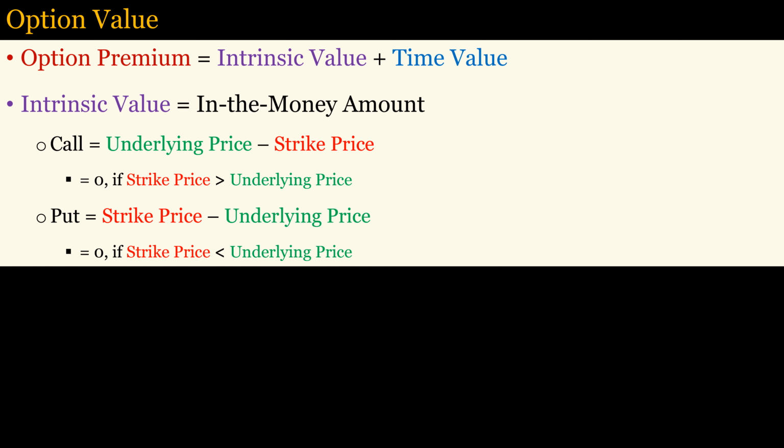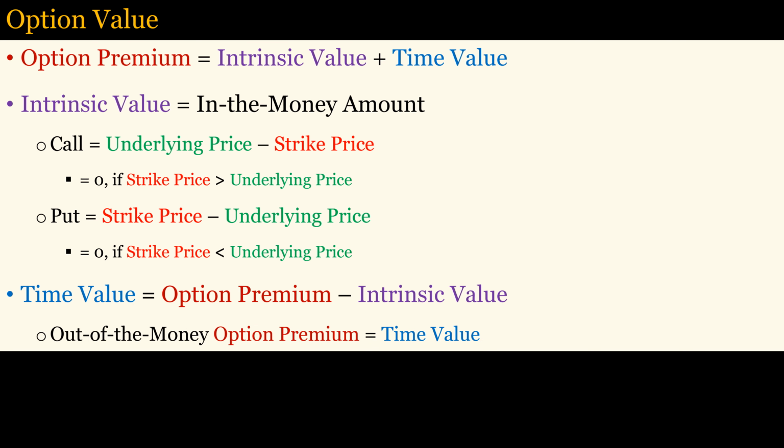If the strike price of the call exceeds the market price of the underlying, then the intrinsic value is 0. The intrinsic value of a put is the exact opposite, equal to the strike price minus the price of the underlying security. If the strike price is less than the underlying price, then the intrinsic value of the put is 0. The time value of an option equals the option premium minus its intrinsic value. So if an option does not have intrinsic value, then the option premium consists entirely of time value.